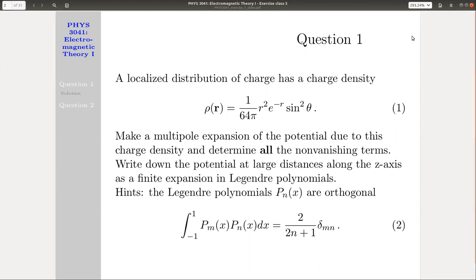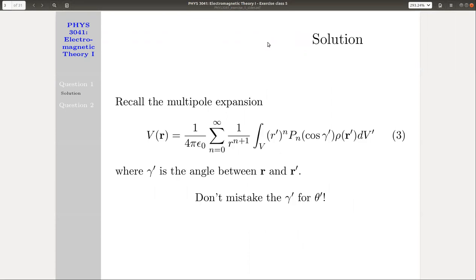In question 1, you are asked to do a multipole expansion of the potential along the z-axis given the charge density that I have given you. You're not just asked to compute the monopole, dipole, or quadrupole terms. You're also asked to determine all the higher order terms. So let's recall what the multipole expansion looks like.